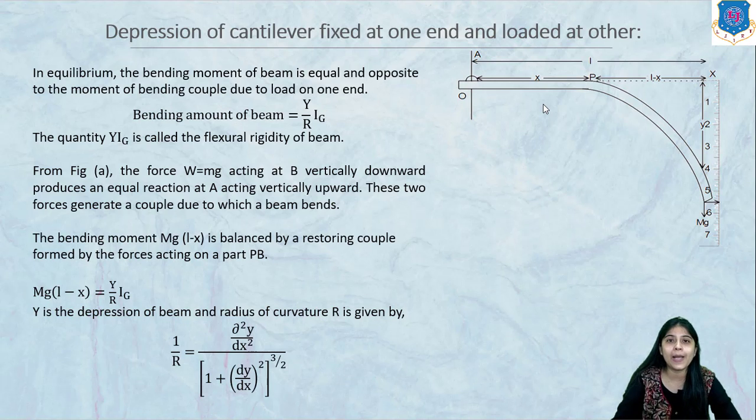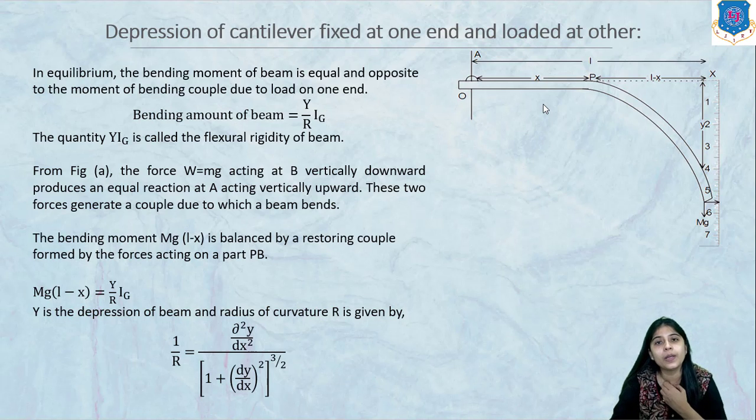So this is balanced by a restoring couple formed by the forces acting on the part PB. So what happens in equilibrium condition? The internal bending moment is equal to the external bending moment. The internal bending moment was found out to be Y Ig upon r, so it will be equal to mg into L minus x, which is the external bending moment.